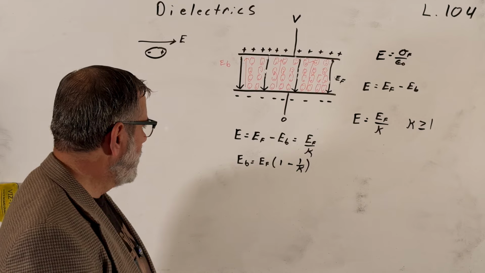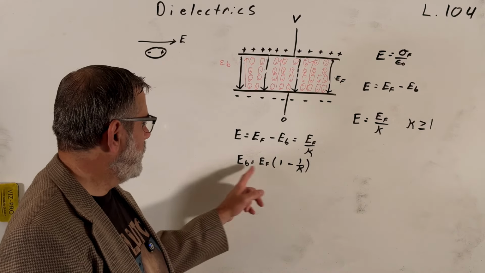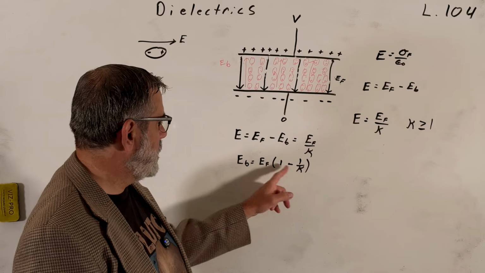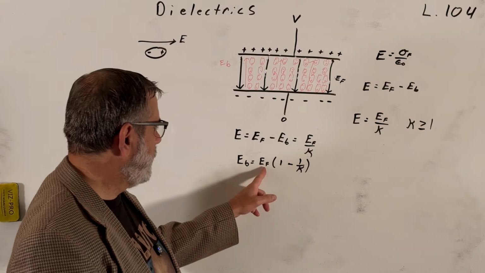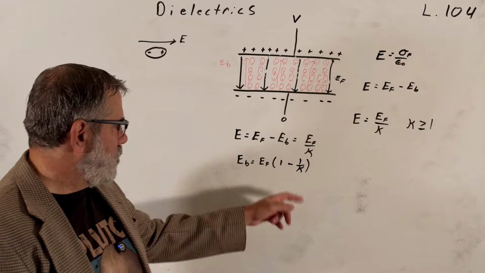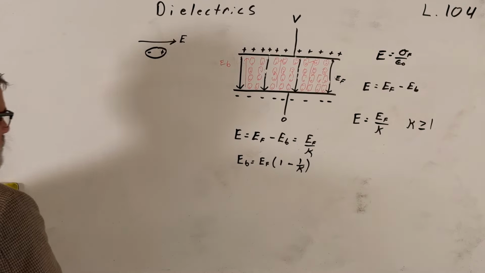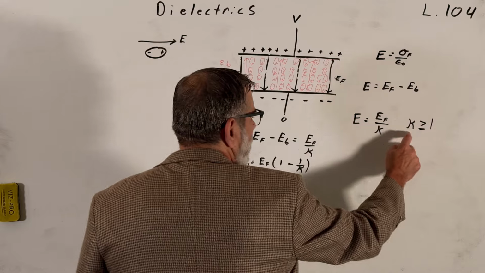So if kappa is equal to 1, the bound charge electric field is just equal to the free electric field times 1 minus 1, which is 0, right? So if kappa is 1, we have no bound charge electric field. Does that make sense? So what is this kappa that I wrote over here?